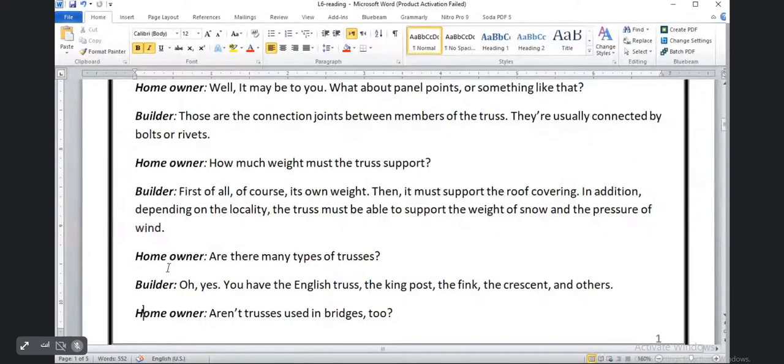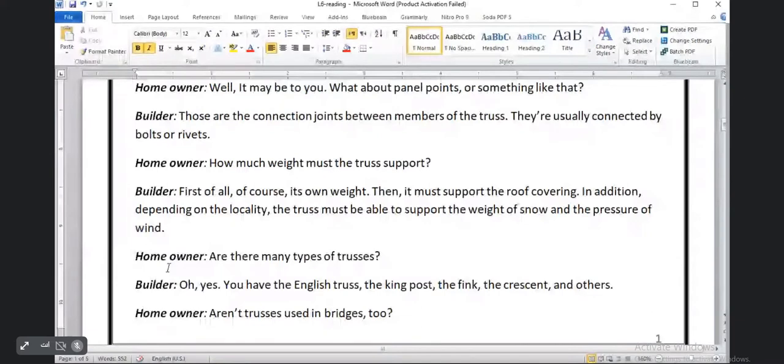First of all, of course, it's own weight, not one. Do you know what own means? Like my own car, my own house, my own kids, for example. It means its own weight, its weight itself. Exactly. Then, not than, it must support the roof covering. Now, what does the builder mean by the roof covering? It means it supports the covering of the roof. Exactly.